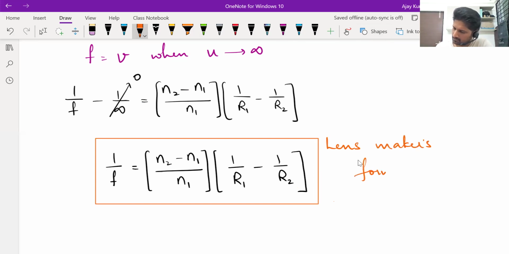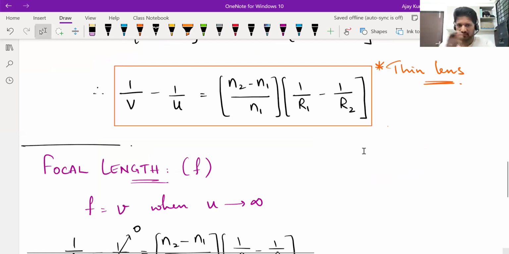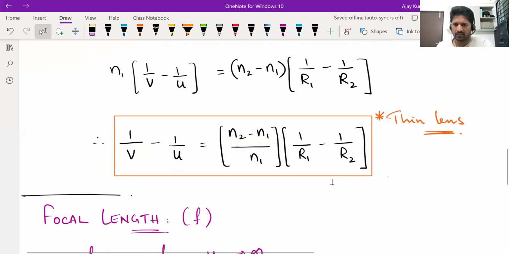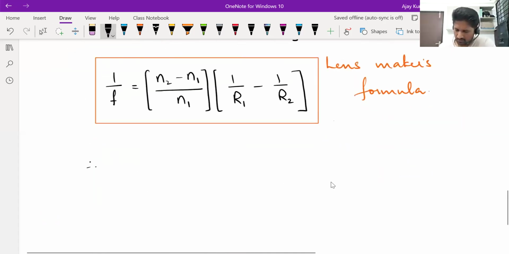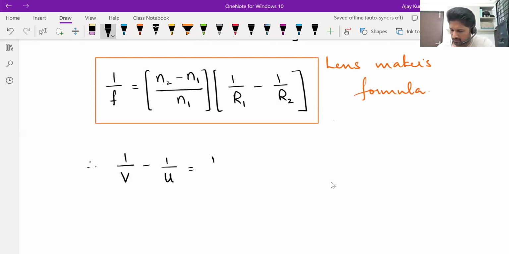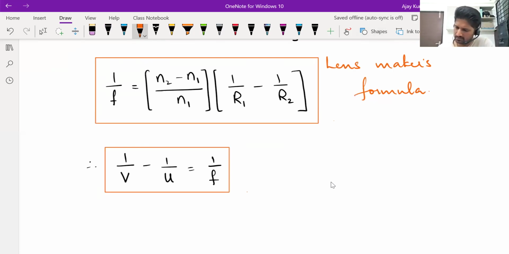Now, whatever relation we derived between v and u, the whole right hand side effectively becomes 1 by f. Therefore, we can now write 1 by v minus 1 by u is equal to 1 by f. This is called the lens formula. Just like mirror formula, we have a lens formula. And remember, both these are valid only for thin lenses. Fine.